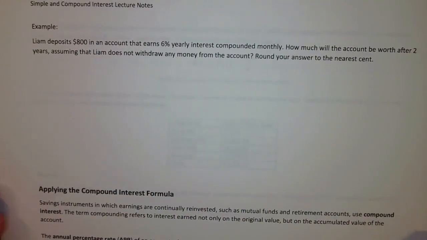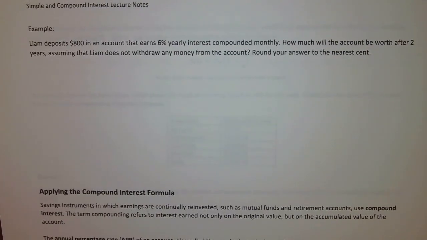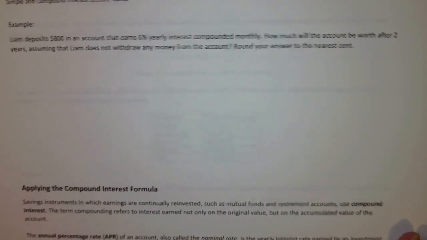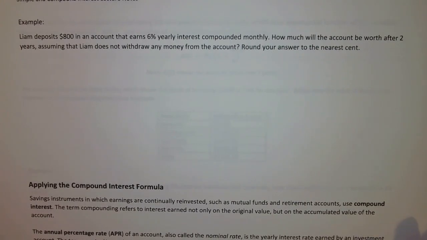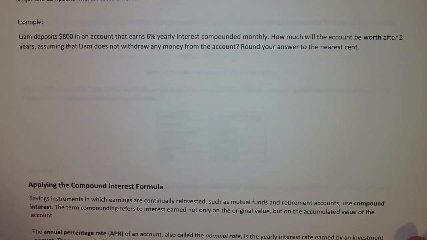All right. Liam deposits $800 in an account that earns 6% yearly interest, compounded monthly. How much will the account be worth after 2 years, assuming that Liam does not withdraw any money from the account? Round your answer to the nearest cent.